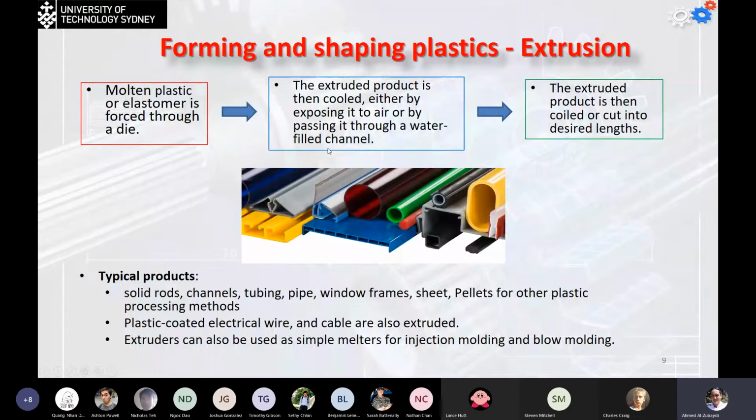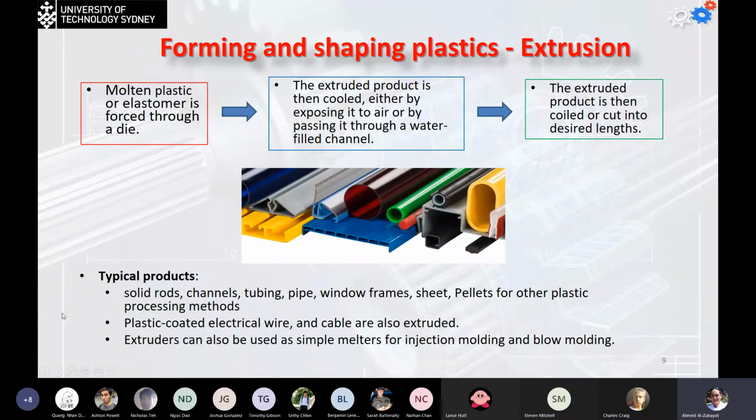The extruded part is later cooled down, either by exposing it to air using a fan, or sometimes we need to immerse it in water. Then the extruded part is coiled or cut to the desired length before we use it. You can see that a typical product in this photo is solid rods. We can also have it as pipes, tubing, channels, window frames, and so on.